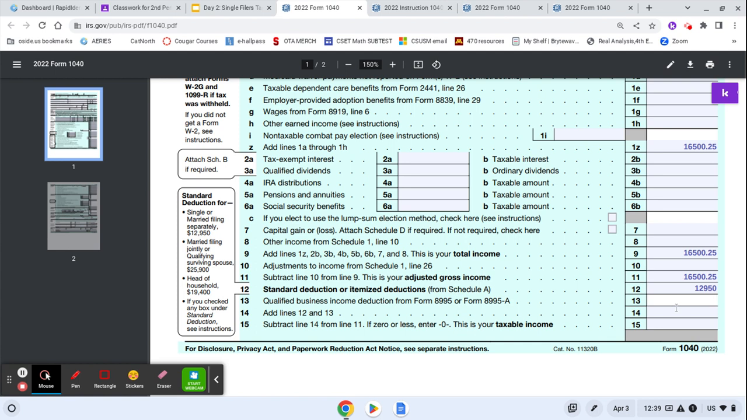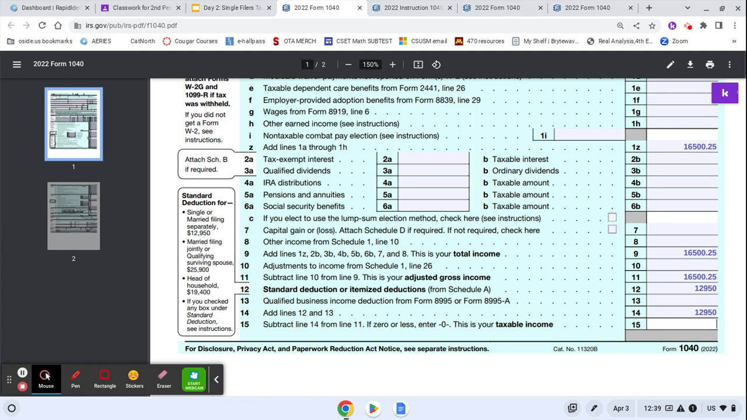This number does change year to year, so you're always going to want to look on this form and see what the new standard deduction is. And here comes the hardest math we have to do on our tax return. It's called subtracting. Line 15 says to subtract line 14 from line 11.